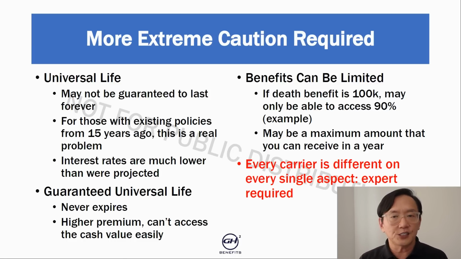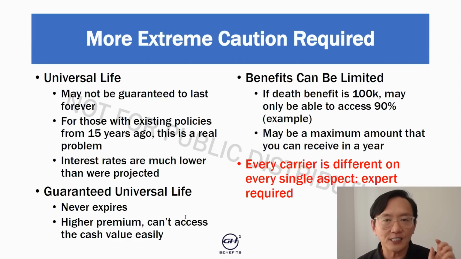The problem here is that, and this goes back to defining what you are trying to do, because this could have been taken care of up front. There is such a thing as guaranteed universal life, which never expires. In other words, even if financial markets don't cooperate, guaranteed universal life adds this extra feature to say, okay, even in that instance, it doesn't expire. What do you expect for this extra feature? Extra cost, higher premium, right? And in addition to that, you can't necessarily access the cash value easily.